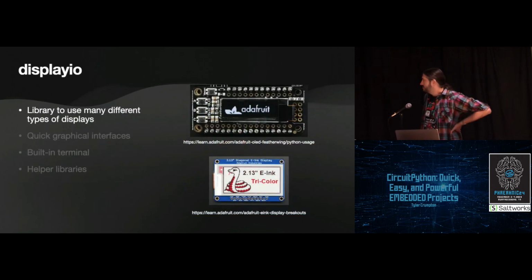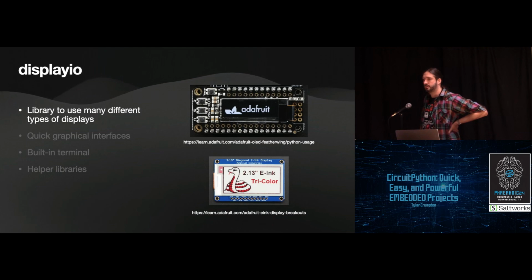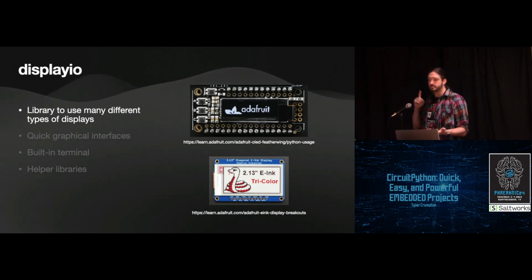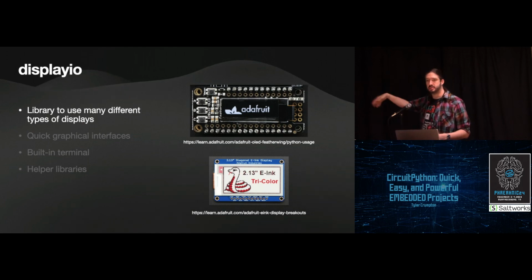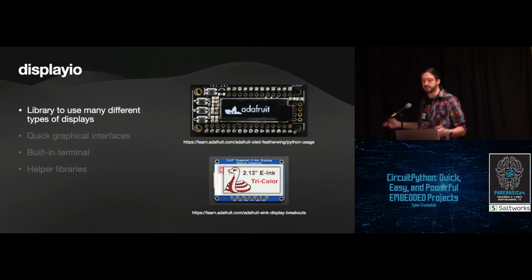One of the other cool things is displayio. This is one that I've been working on quite a bit recently. It's an abstraction over LCD, LED, OLED, e-ink screens. And so it provides a common way to talk to these screens so that you're not having to rebuild your graphics library just to be able to display some text, some images, some animations on different types of LCD screens or different types of LED screens.